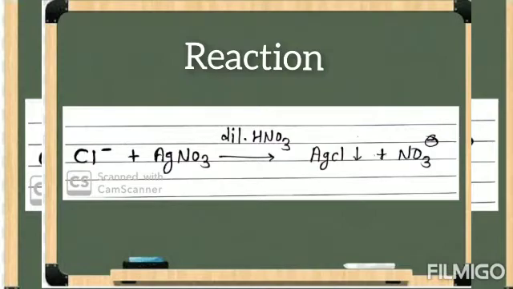Reaction B: when chloride ion is reacted with silver nitrate solution in the presence of dilute nitric acid, it gives silver chloride precipitate and NO3 minus ion.